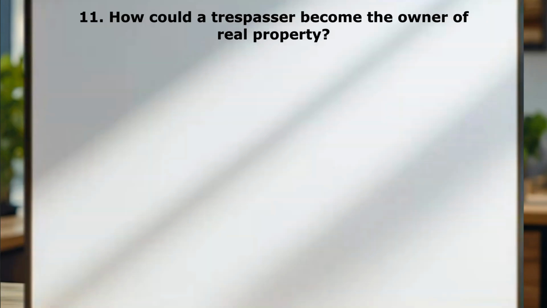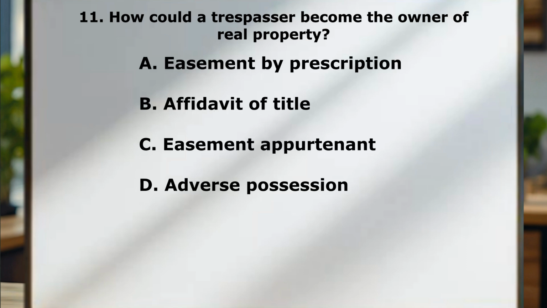And so you've stayed to the end. You're doing your best to pass the exam on the first try. And for that reason, I'm gifting you with a bonus question. Question number 11. How could a trespasser become the owner of real property? Hopefully they don't have any right to take someone else's property, but there is a term for it. So A, easement by prescription. B, affidavit of title. C, easement appurtenant. D, adverse possession. Okay, so this is just another definition one.